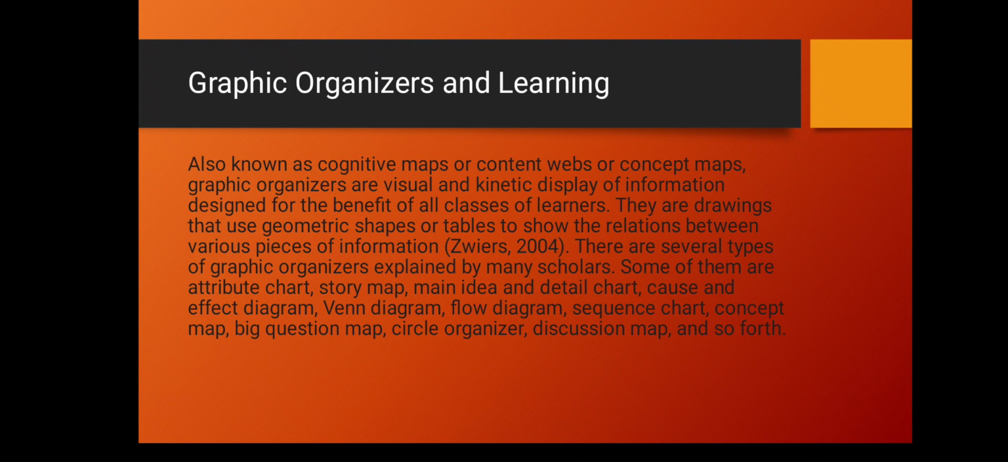There are several types of graphic organizers explained by many scholars. Some of them are attribute chart, story map, main idea and detail chart, cause and effect diagram, Venn diagram, flow diagram, sequence chart, concept map, big question map, circle organizer, discussion map, and so forth.